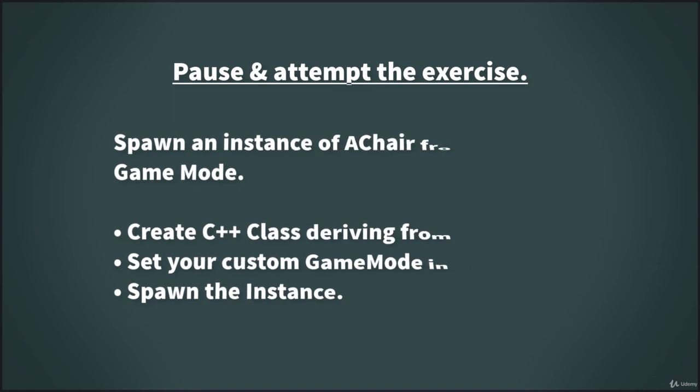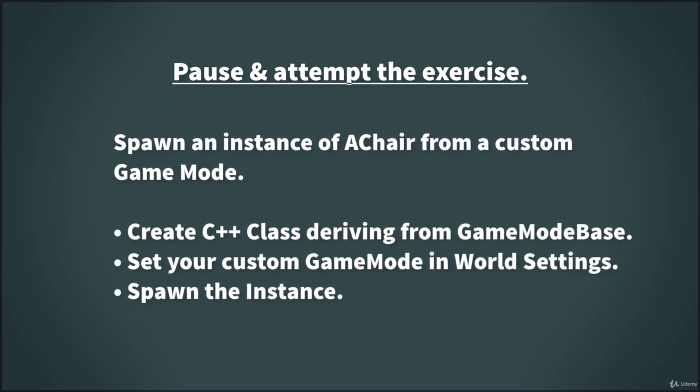Once you have that working, the next thing is to go and create a C++ class deriving from GameMode. So we're going to create a custom game mode now. Then you are going to set your custom game mode in world settings or in your project settings. Then what you want to do is again go and spawn an instance of our AChair class into the world, similar to how we did it in this video. But again, you have to actually make sure to set the game mode. So try and do that. You can just call it MyGameMode or something like that, just as an exercise, and in the next video I'll come back and I'll show you how to do that.